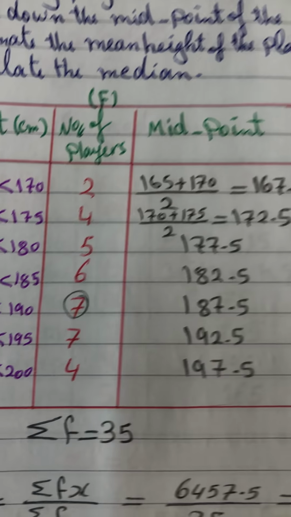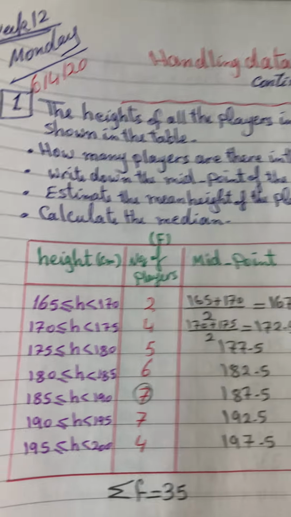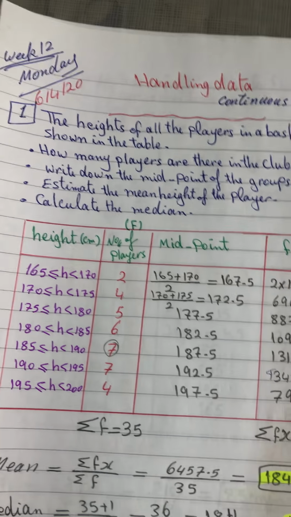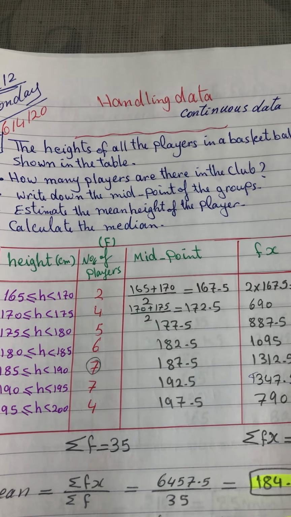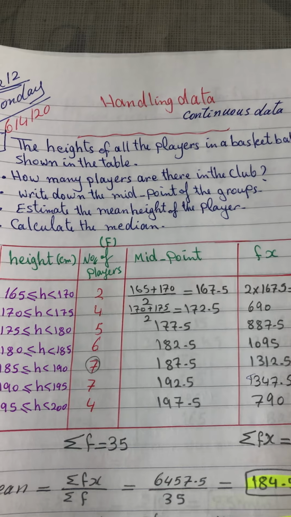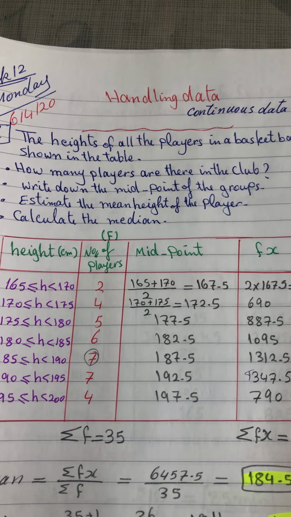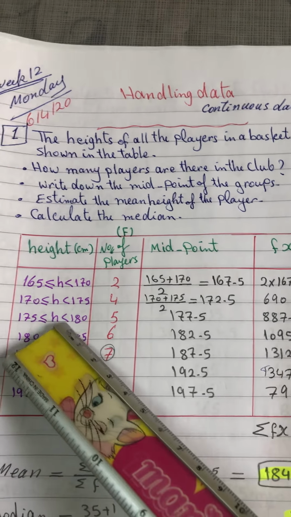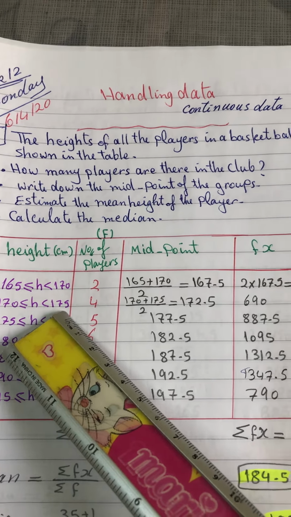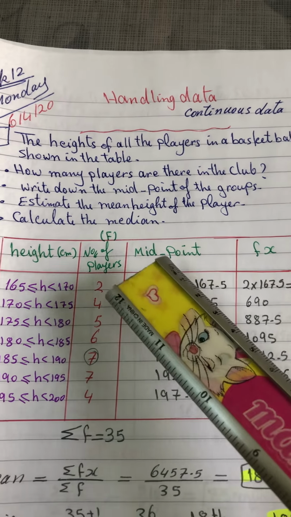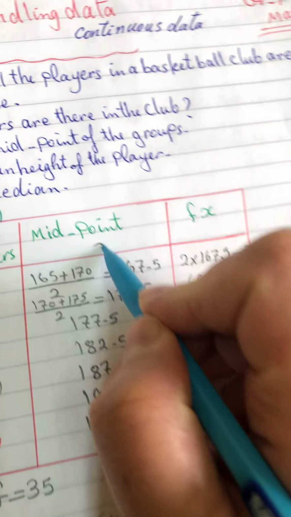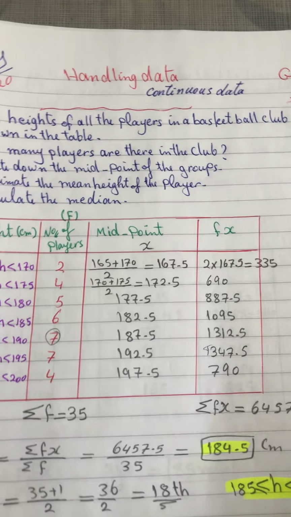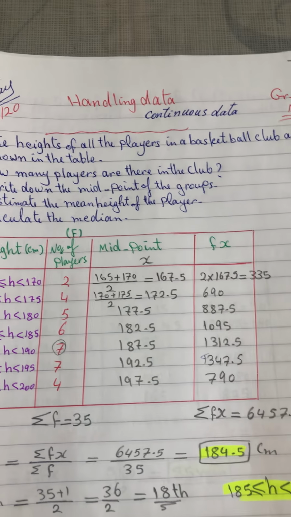I want to remind you how we can calculate the mean. We calculate the mean by dividing the sigma of fx by sigma of f. Okay, but here I don't have x, I have a range. So I have to add another column. This column is to get x, or what we call the midpoint, and then multiply f by x.